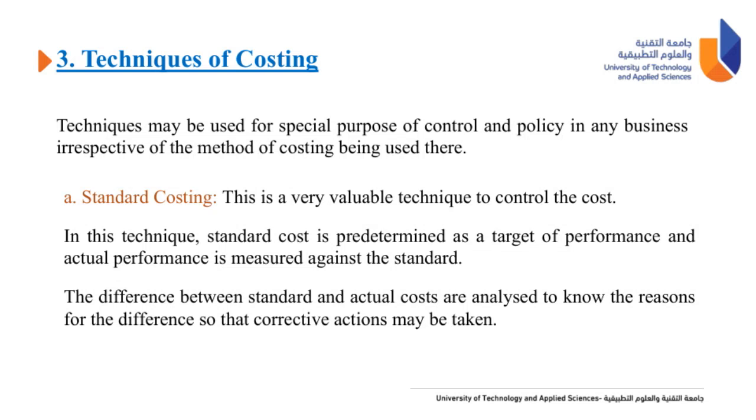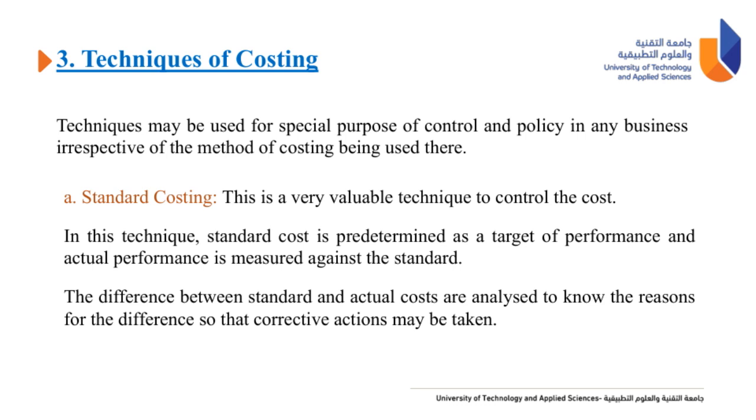Now, let's look at how we analyze the difference between standard and actual costs. The main purpose here is to understand why these differences occur so we can take corrective actions accordingly. This technique involves setting a standard cost beforehand, which acts as a performance target. Then, we measure the actual performance against this standard to see where deviations happen.